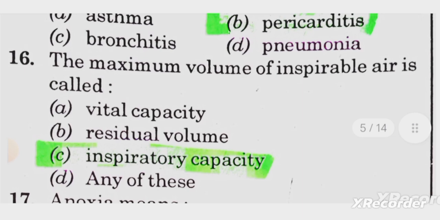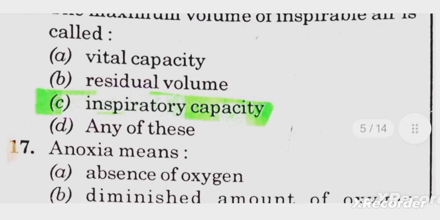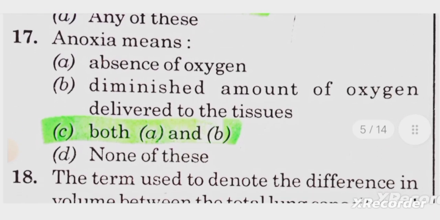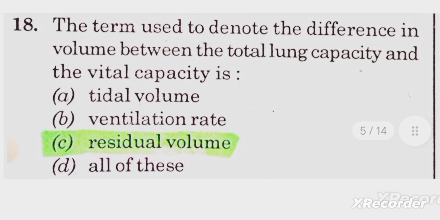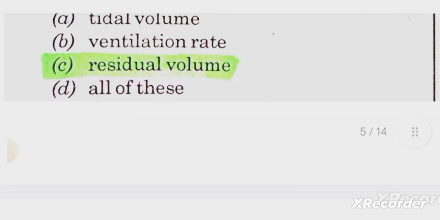Next, 16. The maximum volume of inspirable air is called answer C, inspiratory capacity. 17. Anoxia means answer C, both A and B. A, absence of oxygen. Next, B, diminished amount of oxygen delivered to the tissue. Next, 18. The term used to denote the difference in volume between the total lung capacity and the vital capacity is answer C, residual volume.